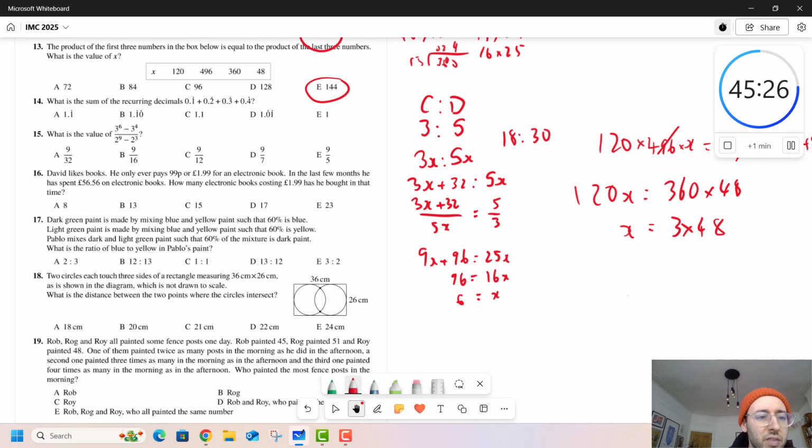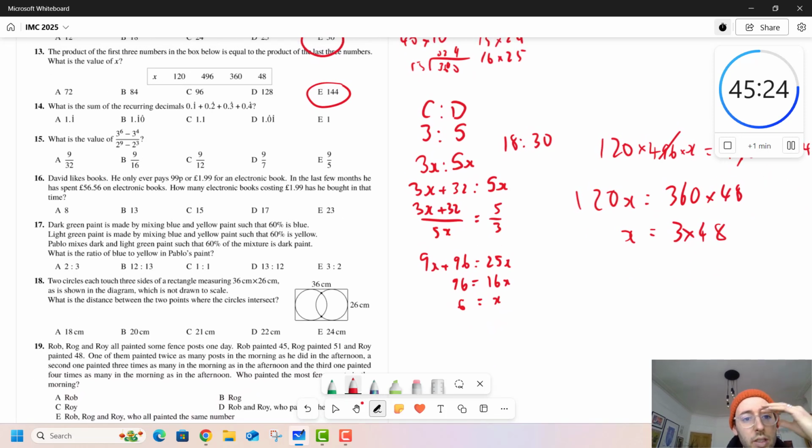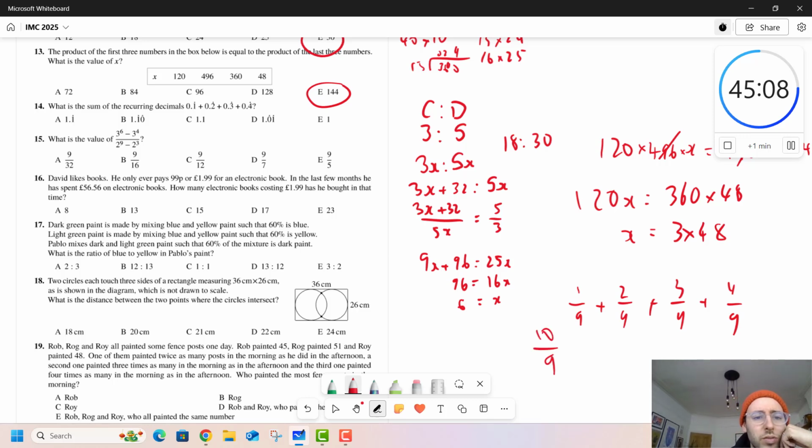Okay. What's the sum of all those? Okay, so that's a ninth plus 2 ninths plus 3 ninths plus 4 ninths, 5, 6, 7, 8, 9, 10 ninths, which I think is 1.1 recurring.